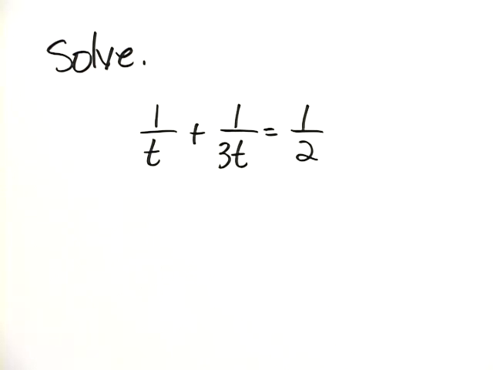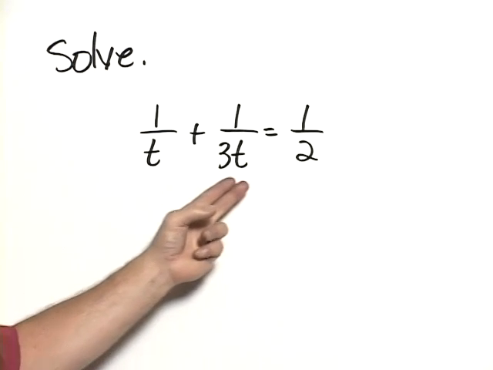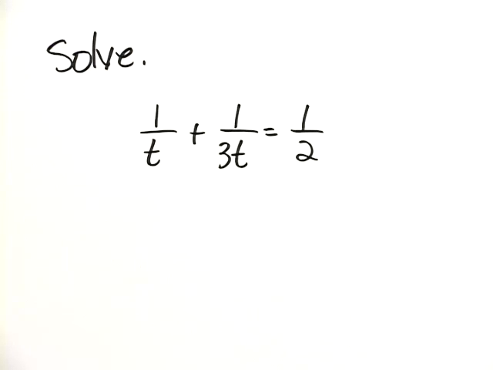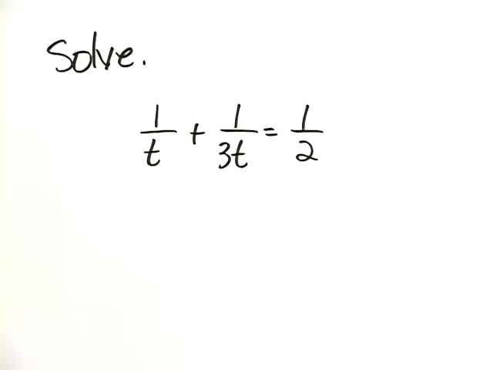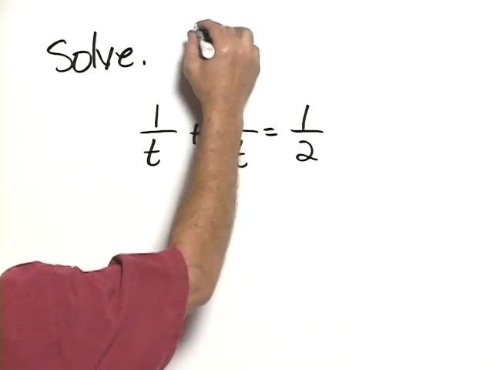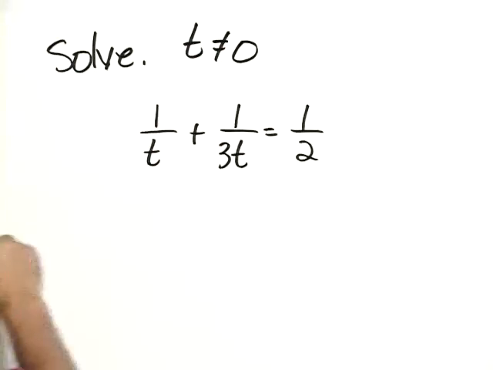Solve 1 over t plus 1 over 3t is equal to 1/2. The first thing to do when you're solving rational equations is to identify the values that t, in this case, cannot be because it makes the fractions undefined. So in this case, t cannot equal 0.